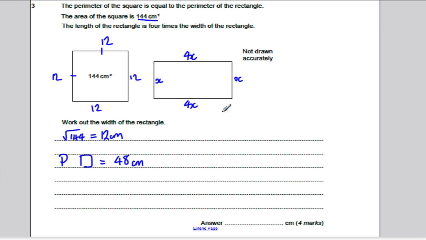Well, what's an expression for the perimeter of the rectangle? x + x is 2x, plus another 4x is 6x, plus another 4x is 10x. So 10x must equal the same distance of 48 centimetres. So what's 1x? x in particular must be 48 divided by 10, which is equal to 4.8 centimetres.